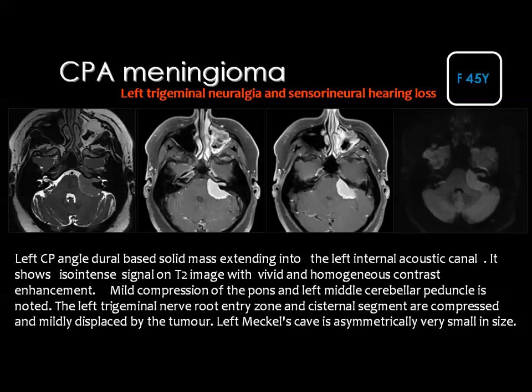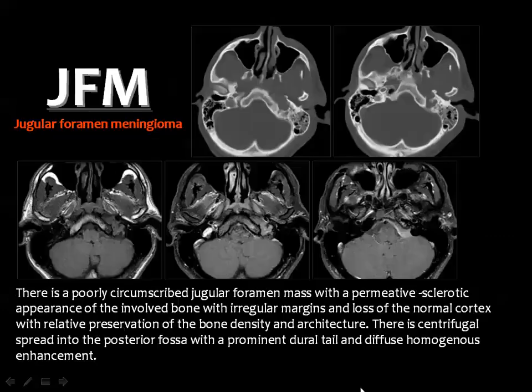Then you have another differentiating point, which is diffusion. In diffusion, meningioma will show diffusion restriction, and acoustic neuroma will show free diffusion. Acoustic neuroma will not show an enhancing dural tail, and acoustic neuroma does not contain calcium.